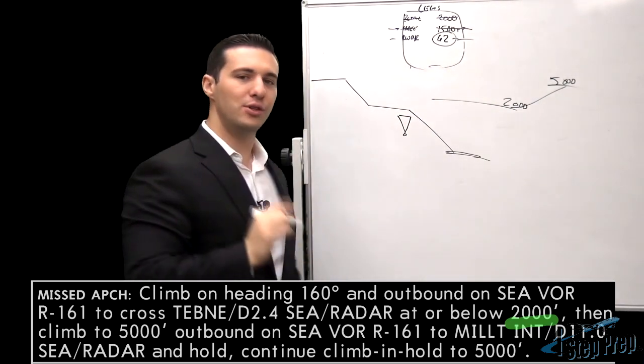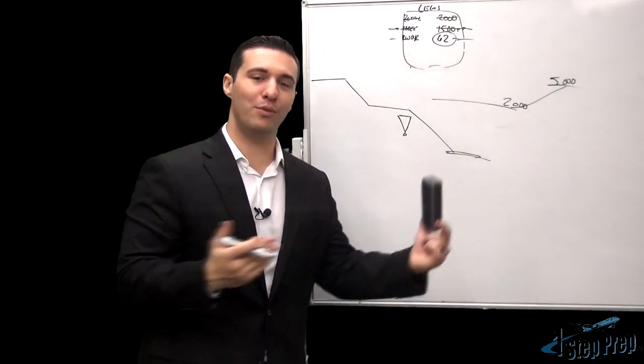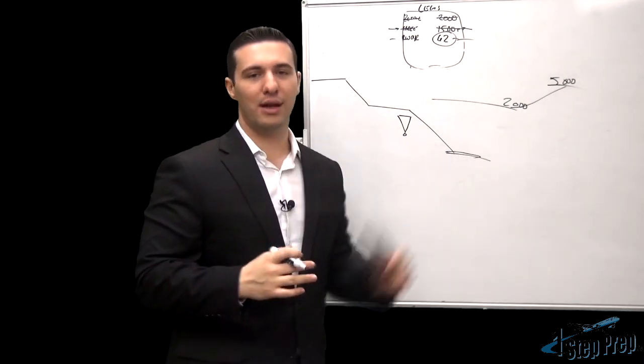Now, one of the things we need to keep in mind is, as we mentioned earlier, the setting of the missed approach altitude is 300 feet below the missed approach altitude. And in this particular example, we have two: one at 2,000, the first constraint, then we later on have one at 5,000.